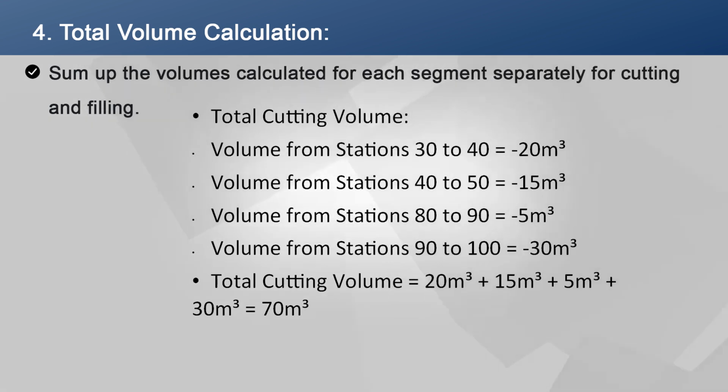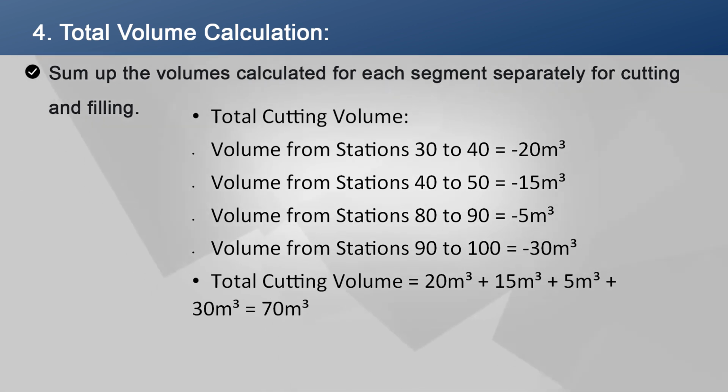Now, total cutting volume. Volume from station 30 meter to 40 meter will come out as 20 cubic meter. Volume from station 40 meter to 50 meter as 15 cubic meter. Volume from station 80 meter to 90 meter as 5 cubic meter. Volume from station 90 meter to 100 meter as 30 cubic meter. So, total cutting volume will be 20 plus 15 plus 5 plus 30, means 70 cubic meter.